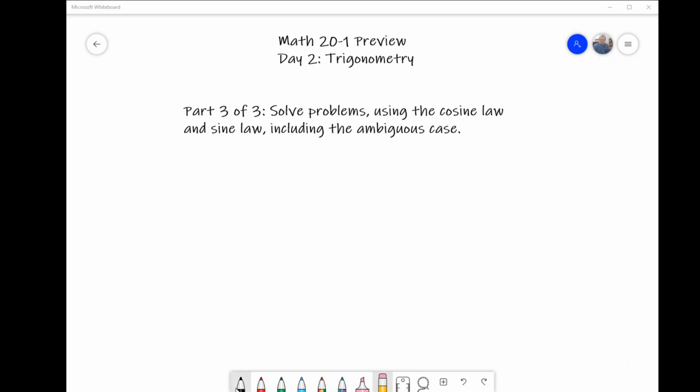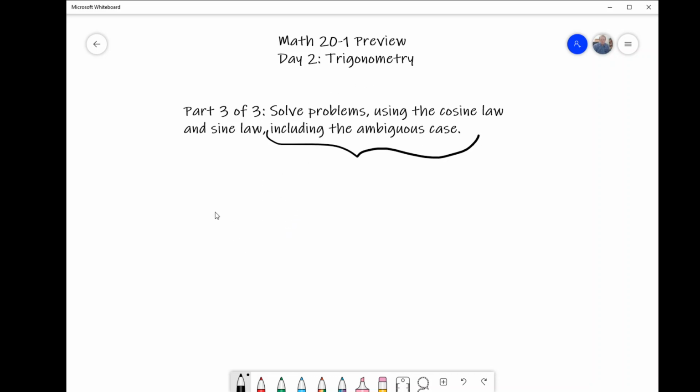So the third and final specific outcome for Trigonometry Math 20-1 is to solve problems using the cosine and sine laws, including the ambiguous case. This is where we are going to be spending most of our time in this unit. Now, Headway students have already done Math 20-2, so you will find that the cosine law and sine law are going to be reviewed, although we're going to be spending a lot more time dealing with the ambiguous case.